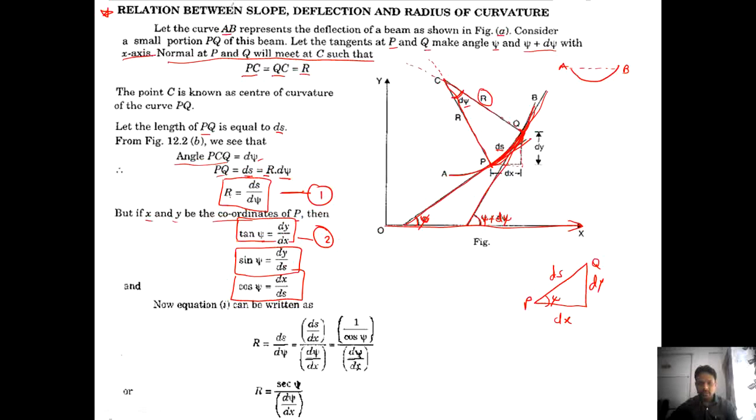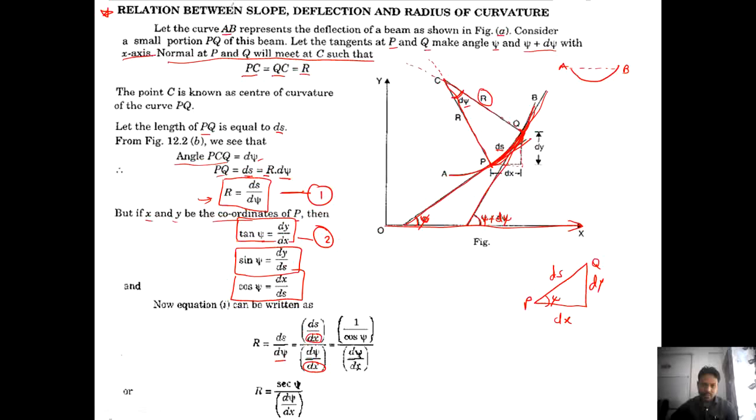Got it? So radius of curvature is what? ds by d phi. Tan phi is dy by dx. Accordingly, sin phi and cos phi we have determined. Now equation 1 can be written as, we have considered equation 1, r is equal to ds by d phi. So ds by d phi, and we adjust dx in the numerator and in the denominator. So ds by dx by d phi by dx, we just adjust it. For what sake? To adjust one term here.